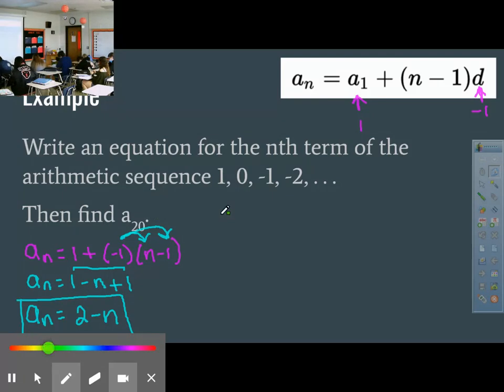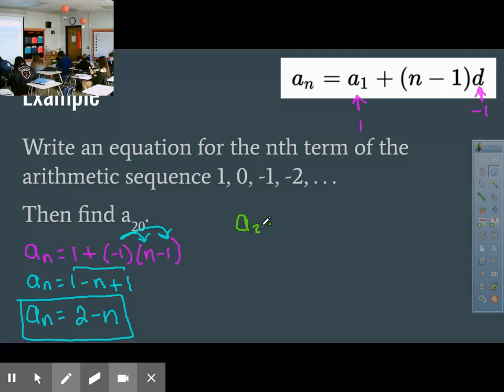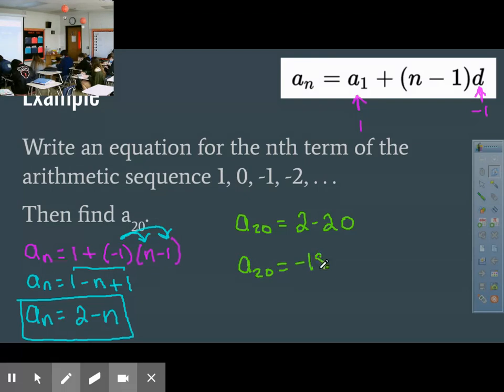And it wants us to find our 20th term. Will we make that negative since the n is negative? Make what negative? The 20? It'll be 2 minus n, and n is 20, so it'll be 2 minus 20. Negative 18. Perfect. So our 20th term would be negative 18.